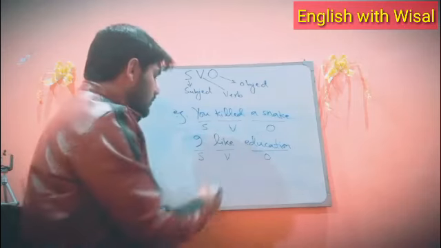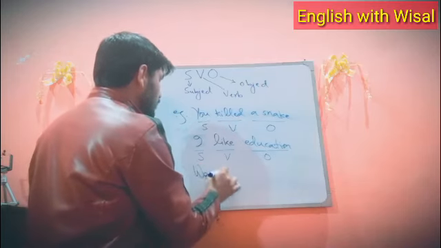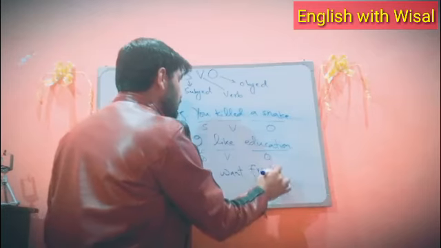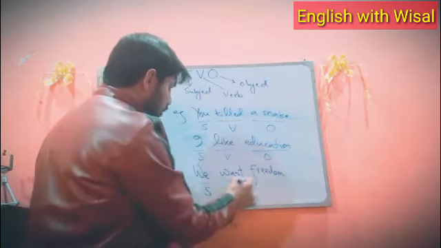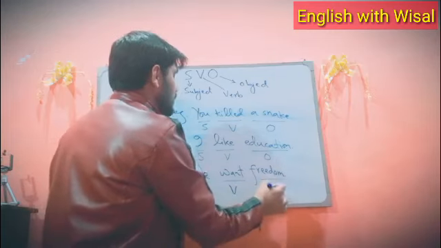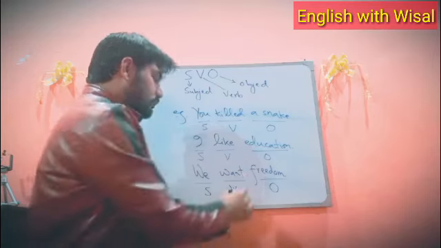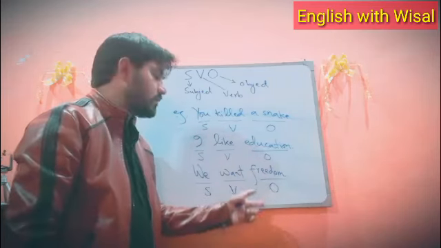Let's write another example. We want freedom. So in this sentence, we is the subject, want is the verb, and freedom is the object. So here freedom is the object and it is an abstract noun.